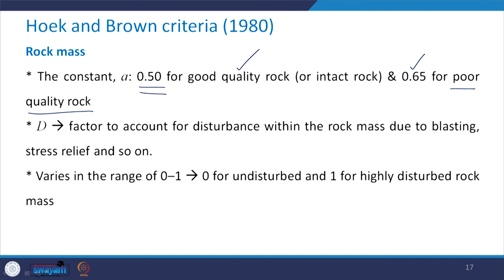As mentioned, D is a factor to account for the disturbance within the rock mass due to blasting, stress relief and other such phenomena, and it varies in the range of 0 to 1, 0 for the undisturbed rock mass and 1 for the highly disturbed rock mass.